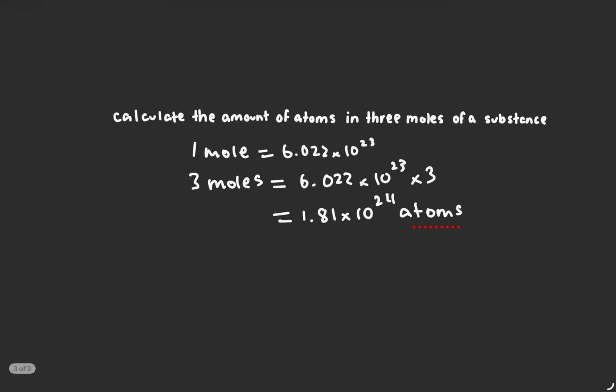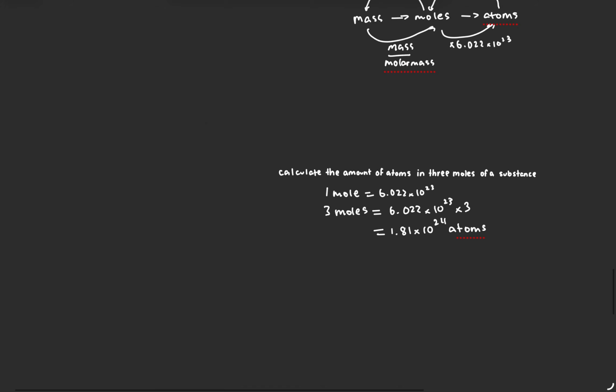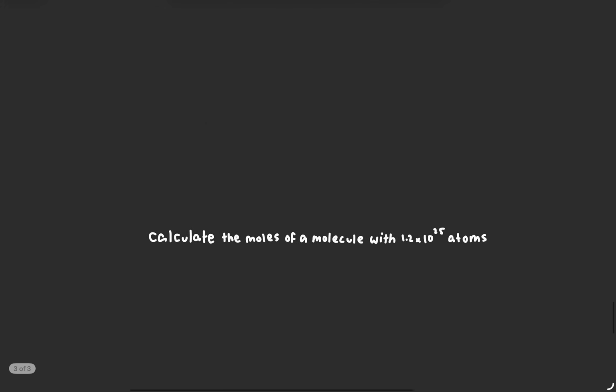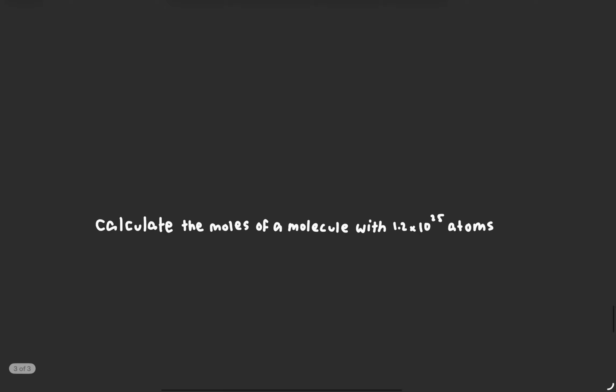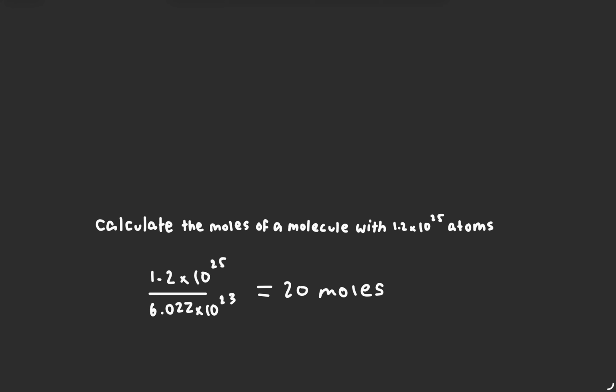Likewise, dividing the number of atoms gives us the number of moles. For example, let's calculate the moles of a molecule with 1.2 times 10 to the 25 atoms. So like we mentioned, dividing the amount of atoms by Avogadro's constant, which is 6.022 times 10 to the 23rd, is how you calculate the amount of moles. Rounding, this gives us 20 moles of this substance.